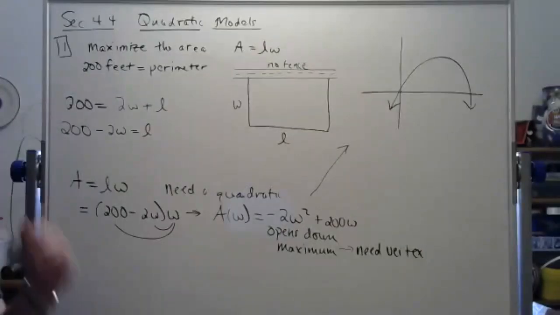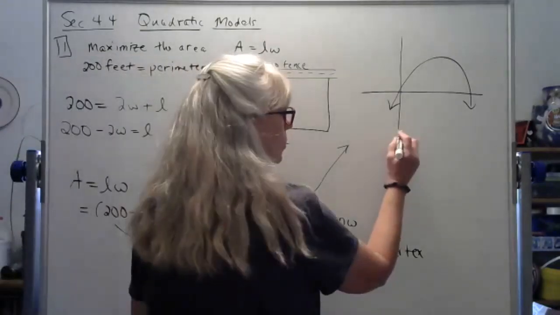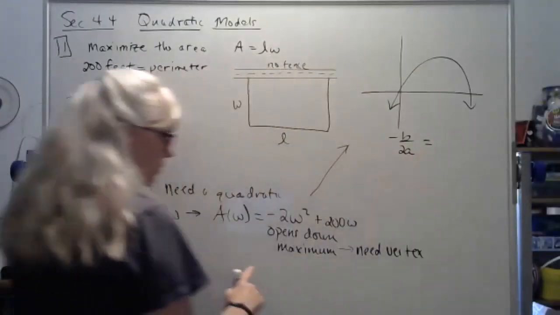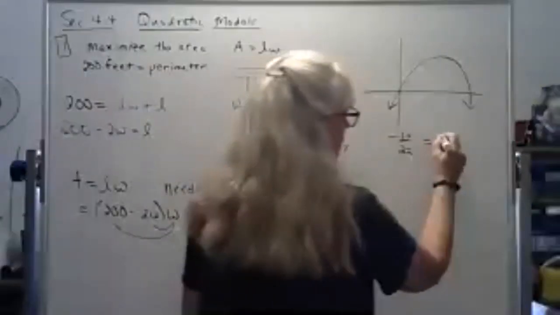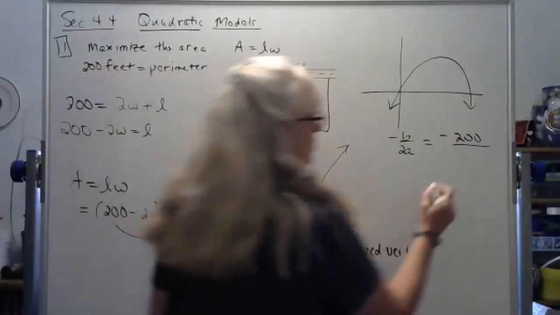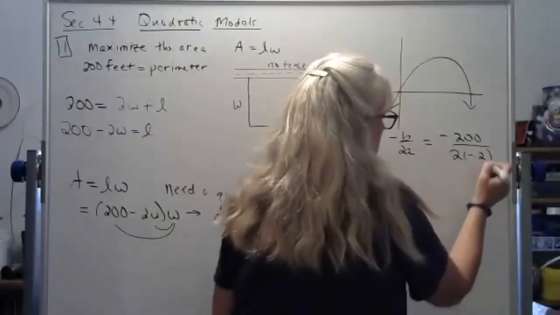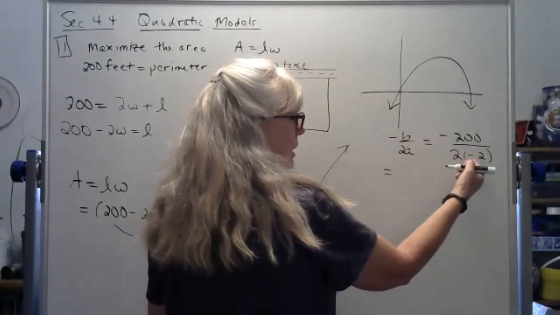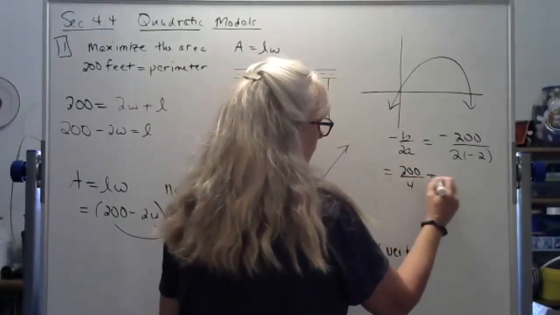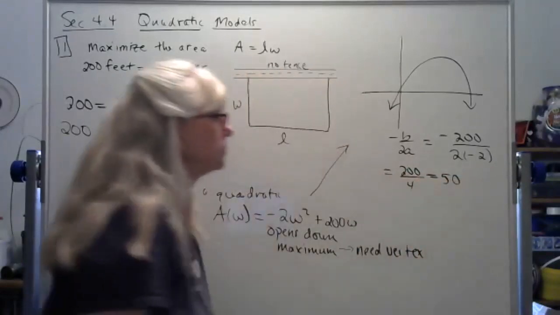Okay, well, how do we go find the vertex? We do negative B over 2A. For us, B is that 200. So that's negative 200 over 2 times A, which is a negative 2. Well, the negatives are going to cancel out. I have 200 divided by 4. That comes out to be 50.